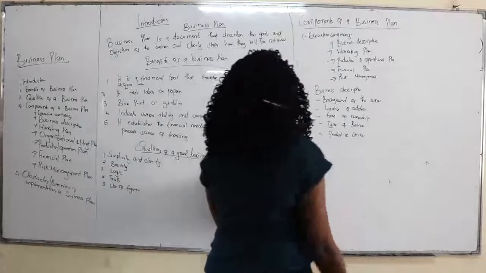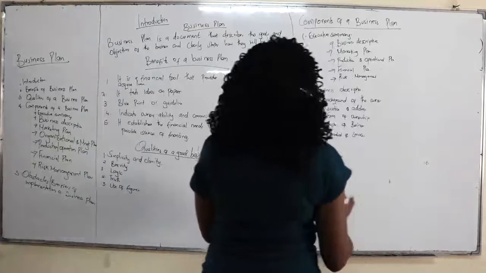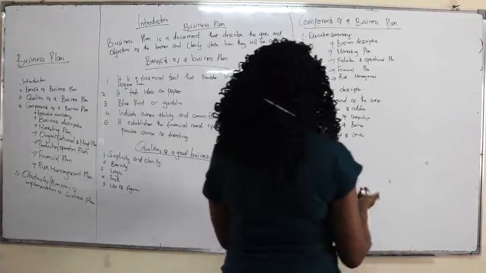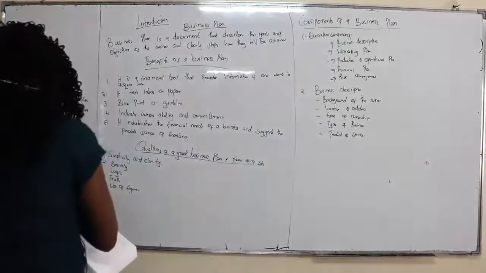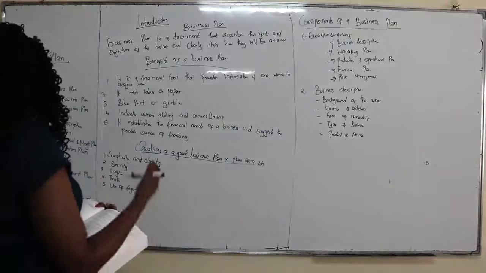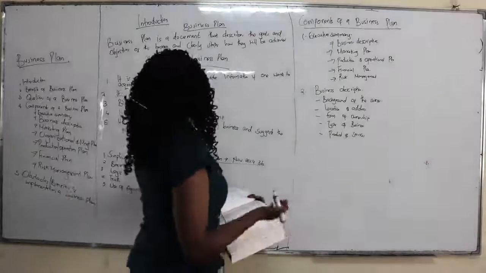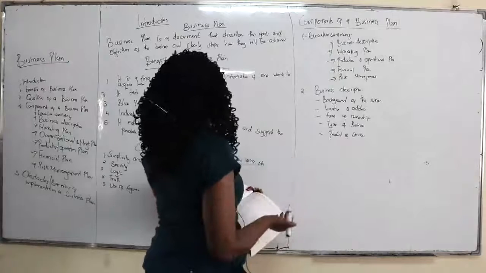When we talk about the background of the owner, here we want to know who the owners of the business are, including their skills and qualifications. Remember when we were talking about the benefits of a business plan, we said that it usually indicates the owner's ability and commitment. So under the background of the owner, we indicate their skills and qualifications.